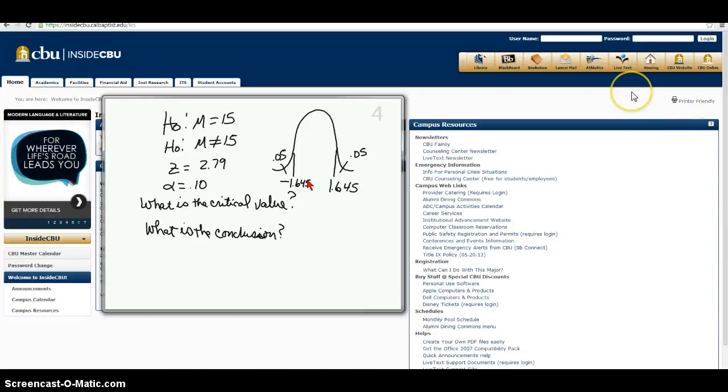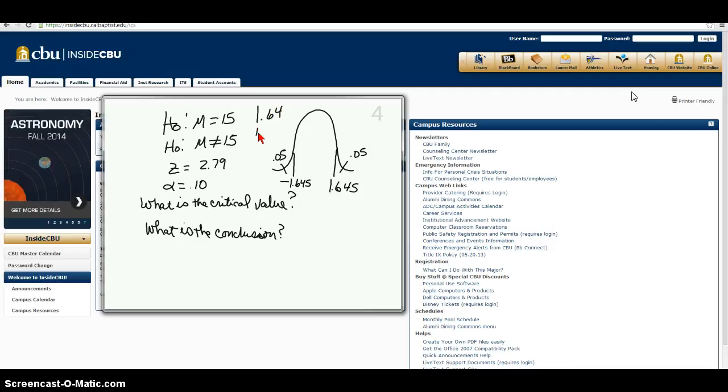Okay, it's right between 1.64 and 1.65, correct? 0.05 is right between these two pieces. Oh, we're trying to find 0.05. What were you looking up? 0.90.